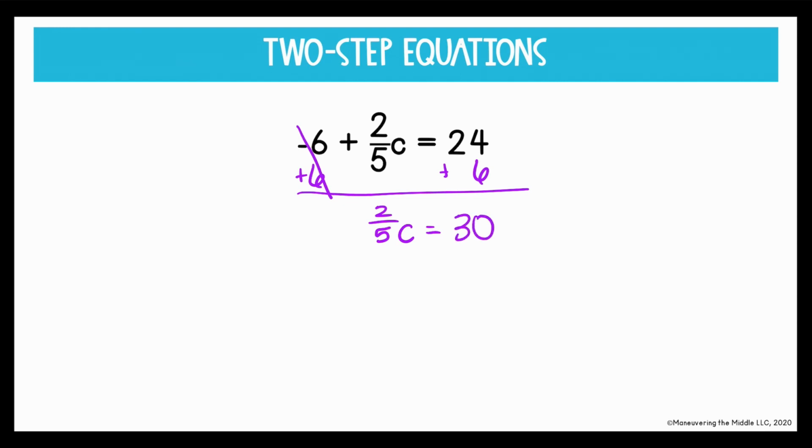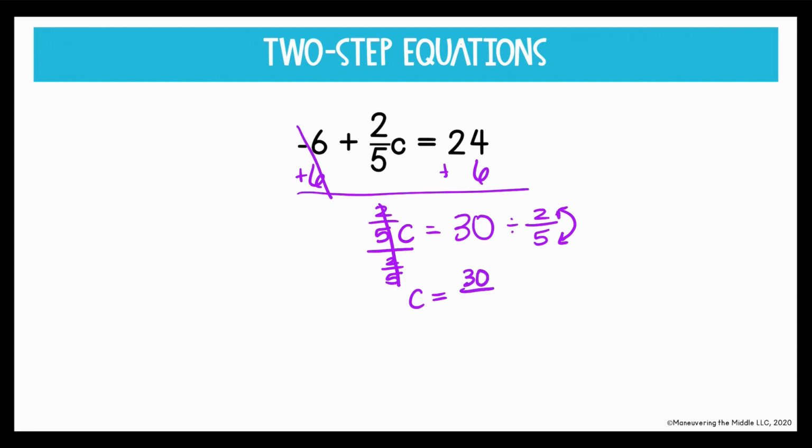At this step, we have a fraction that's being multiplied by c. 2/5 is being multiplied by c. So to remove the 2/5, we need to do the inverse of multiplying and divide by 2/5. That will cancel it from the left, and then on the right, we have to do the same thing, divide by 2/5. Let's remember that dividing by a fraction is the same thing as multiplying by its reciprocal, and the reciprocal is when we flip the numerator and the denominator.